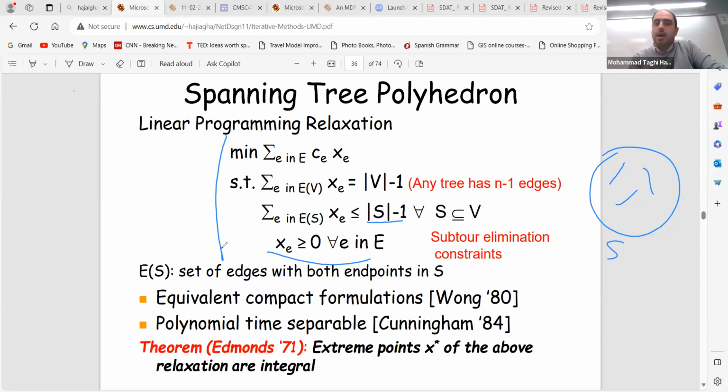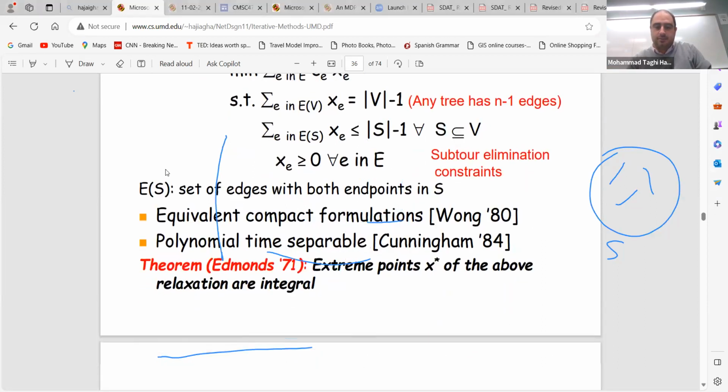The issue is this one: we get this solution, why is this integral? This is essentially proved by the great Edmonds, in '71, that this is all integral if you solve it. It is completely non-trivial why it is the case. I will prove that first here, and then we go for the next one.